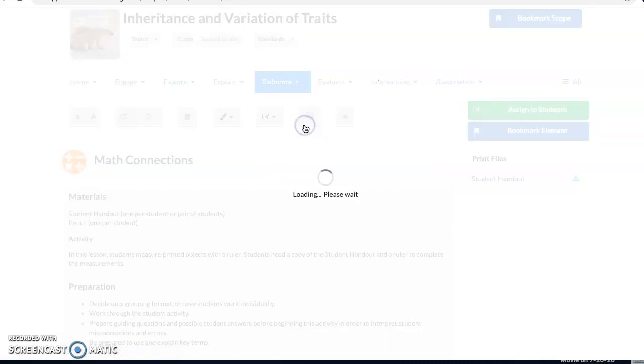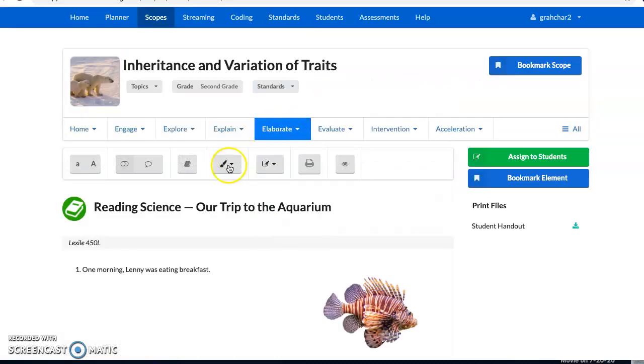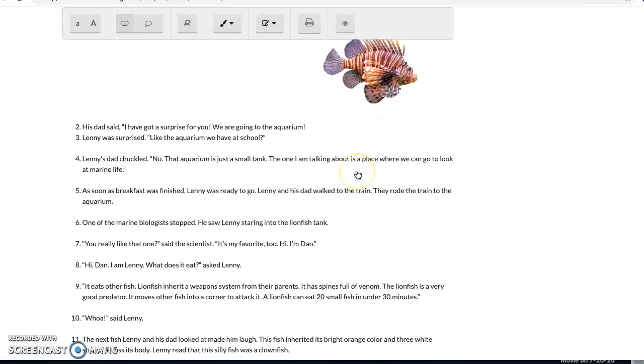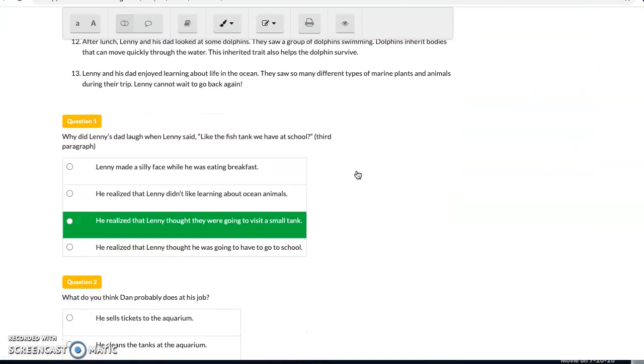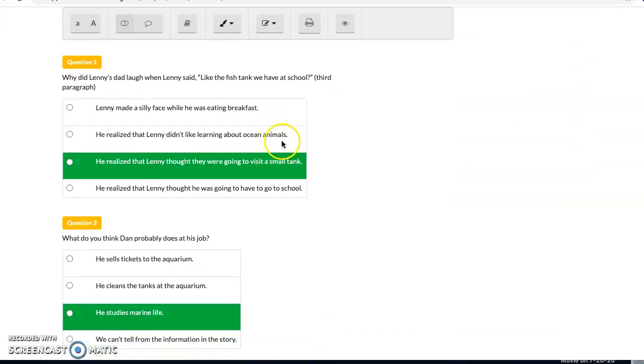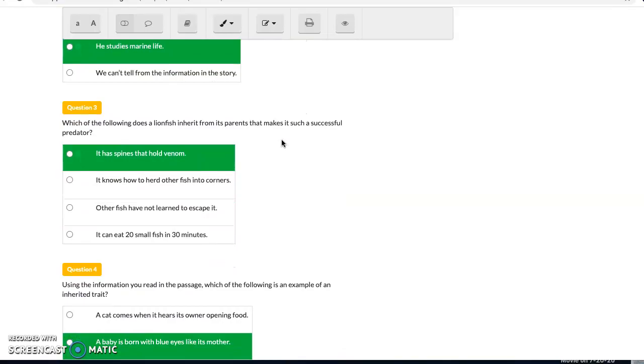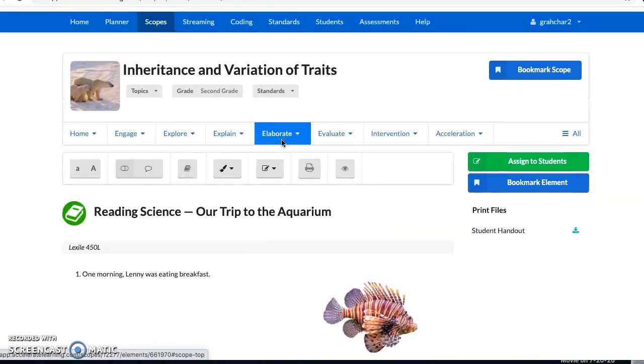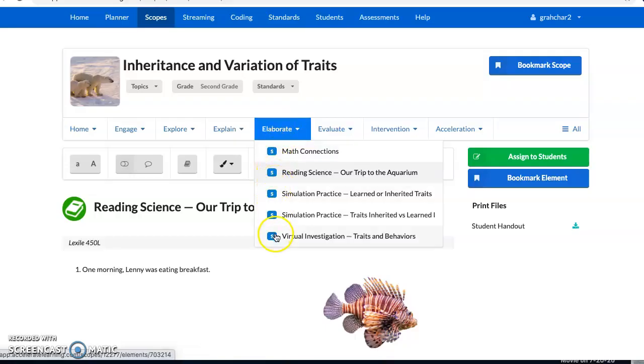Some more reading science practice, which can be very helpful. So there's a passage and then questions. And this, again, would be that student view on a computer. We have all the S's there, so we see those are student-facing documents.